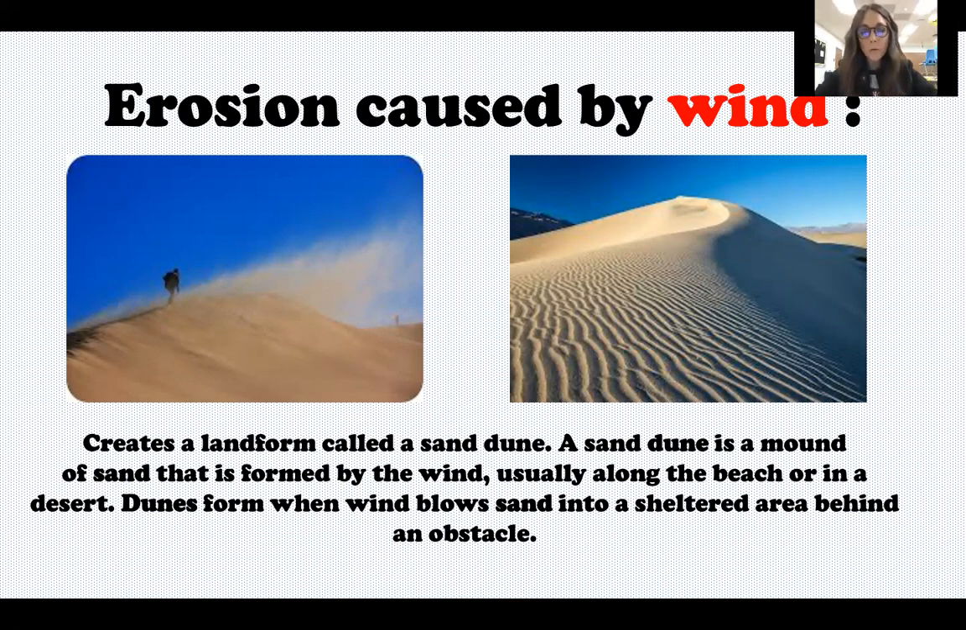Sand dunes form when wind blows sand into a sheltered area behind an obstacle. So that means when this sand dune originally started forming, thousands and thousands of years ago, there was an obstacle. There was something in the way. Maybe it was a tree, maybe it was a bush, maybe it was a rock that blocked the sand. As the wind picked it up and carried it, it was stopped by that obstacle and then began to pile up. And we'll see that in a minute. We're going to actually model how sand dunes are formed. So when you think about a sand dune, you need to remember it was formed by wind erosion.